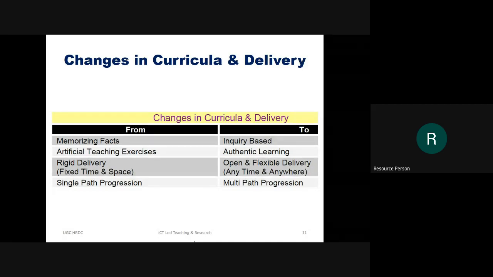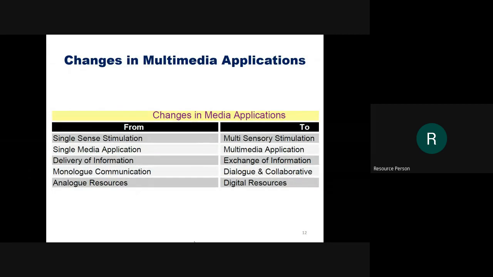So single path progression to multi-path progression, that is what is also happening, right? And in media applications, from single sense stimulation to multi-sensory stimulation. Take the example: instead of just drawing the diagram of a galaxy, we can look at a small YouTube video of a galaxy, and multiple senses get stimulated and learning is enhanced. Single media to multimedia, delivery of information to exchange of information.